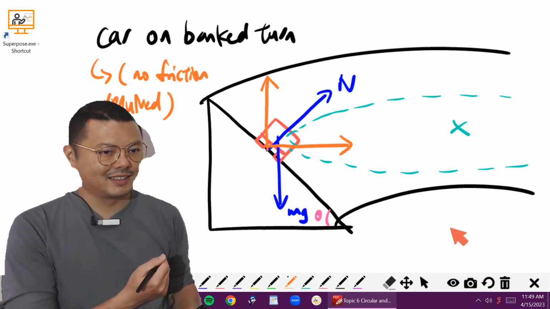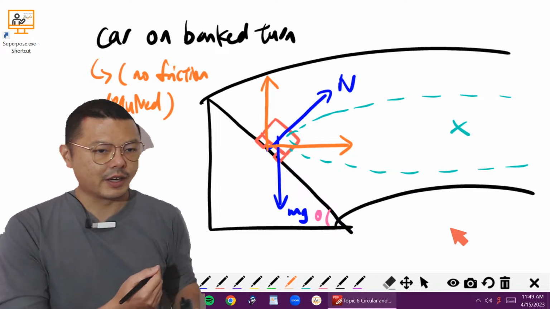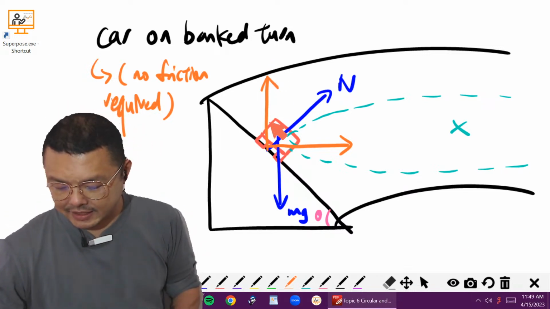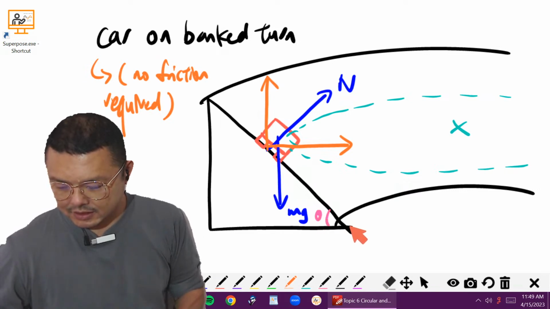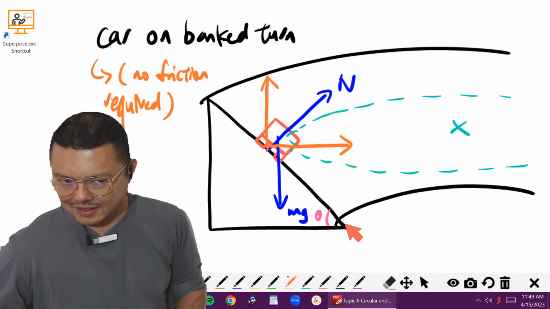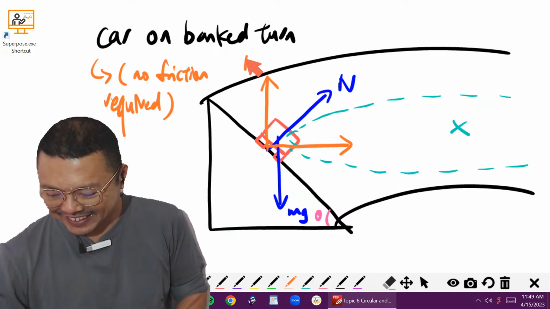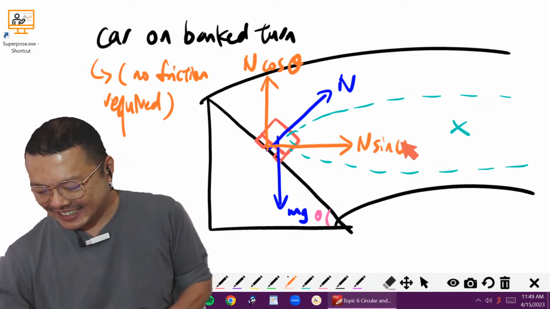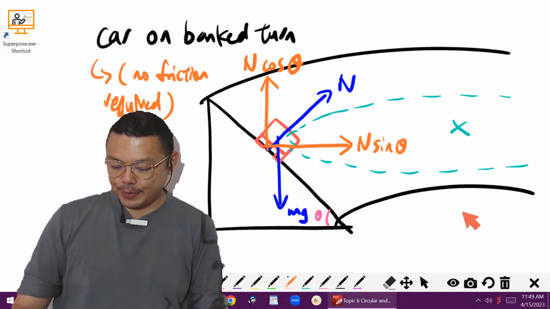Which one? You ready to give an answer? Okay. Vertical one is n sine theta. Vertical is n cosine theta. Then this one's n sine theta. Okay? Alright. Let me help you out here.